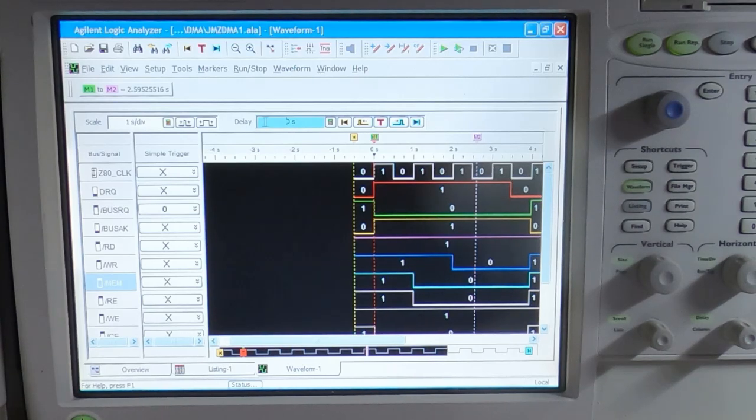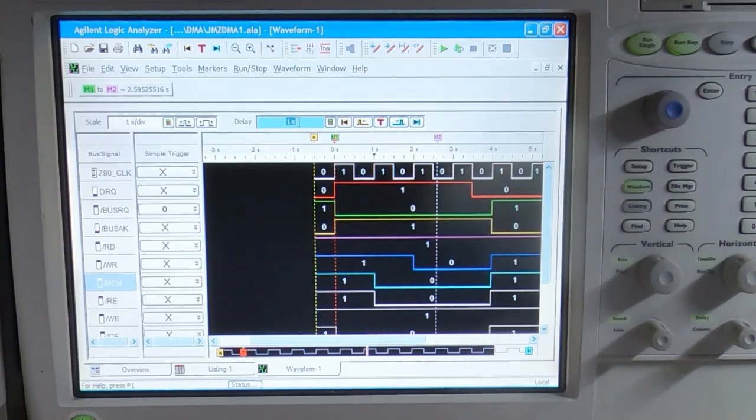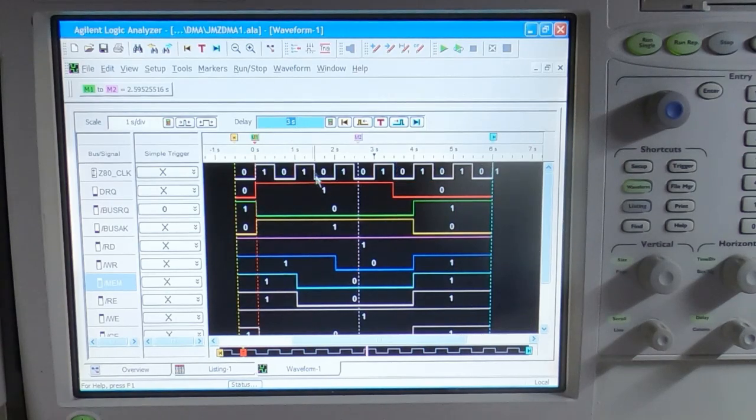So I've got this set to 1 second per division, and if we scroll across, we can see the data we've captured. We've got the clock at the top. We've got the DRQ line, that's the line that comes from the floppy drive controller. It goes high when there's data ready. This is a read cycle, by the way. And then we have a bus request that goes low, starts the process by asking the Z80 for control of the buses. The Z80 would normally provide this signal.